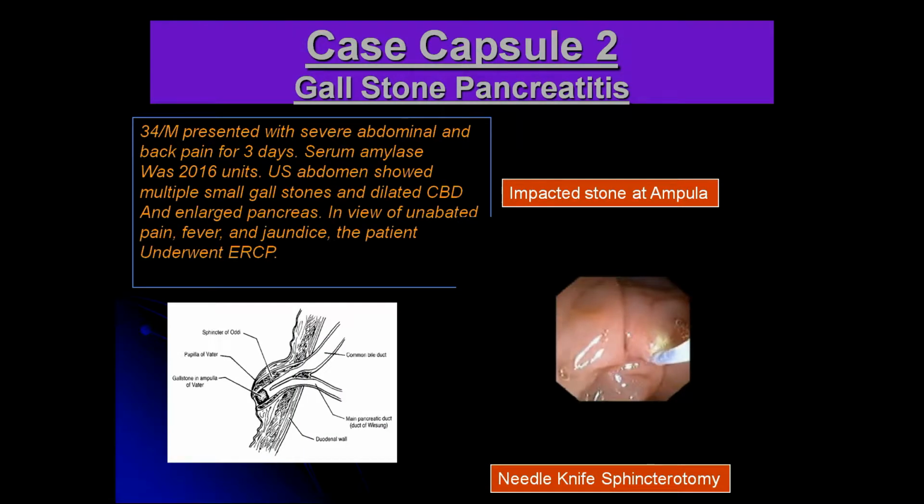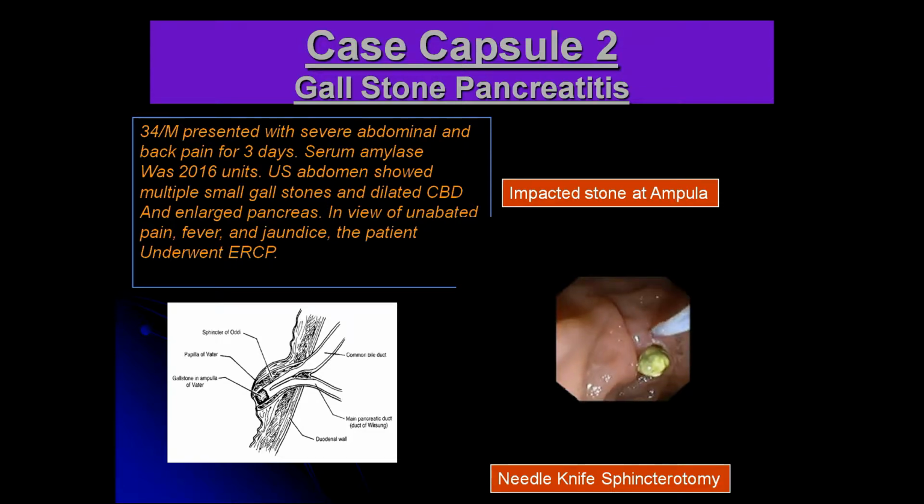So next case capsule 2, is a case of a gallstone pancreatitis. This is a young man presenting with a severe abdominal pain, back pain for 3 days. Serum amylase was 2016. Ultrasound abdomen showed multiple small gallstones and a dilated bile duct and enlarged pancreas. In view of the pain, fever and jaundice, the patient underwent ERCP, and as you noticed, the patient had an impacted stone in the ampulla.